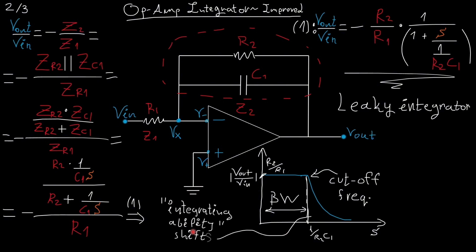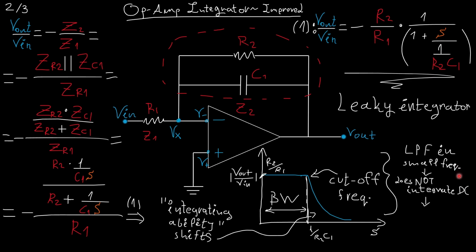Our integrating ability, as we notice, shifts to slightly higher frequencies. Because in smaller frequencies here, we will not see integrating behavior. What we're going to see is a typical low-pass amplifier with a typical inverting op-amp configuration. Now, this works again as a low-pass filter. It does not integrate DC voltage.